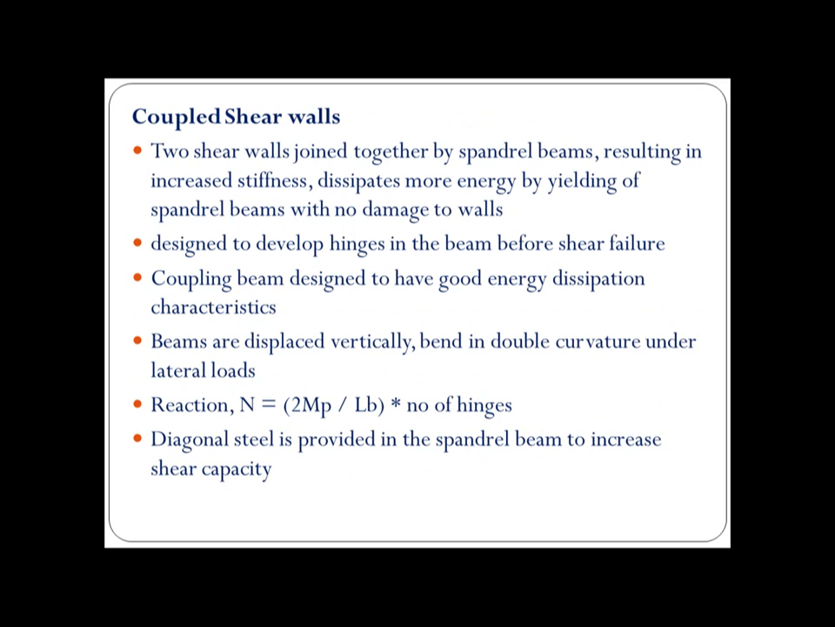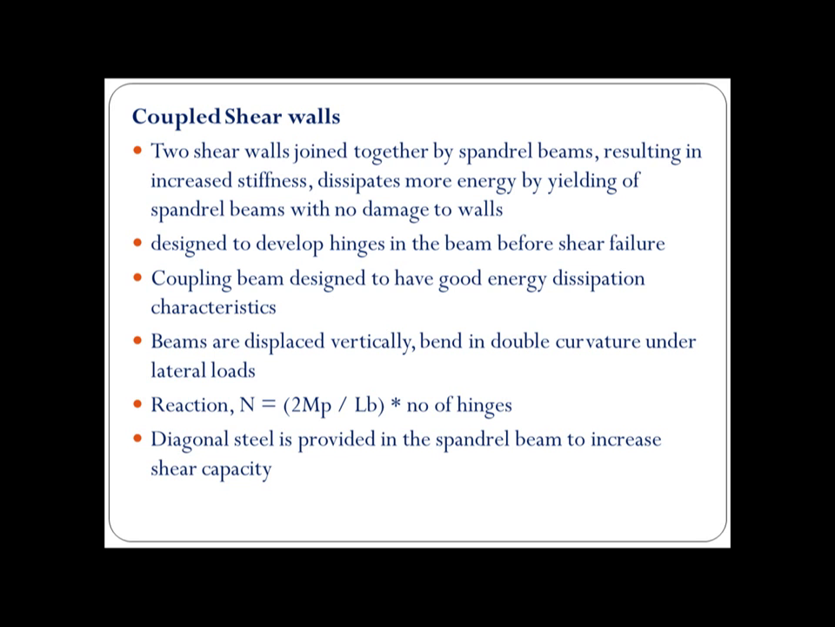Coupled shear walls: when two walls are joined using short-span beams, which we call spandrel beams or coupling beams, it is called a coupled shear wall. This results in increased stiffness of the walls, and it dissipates more energy by yielding of spandrel beams, whereas the walls remain undamaged.